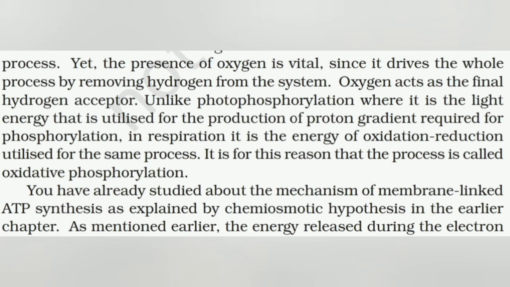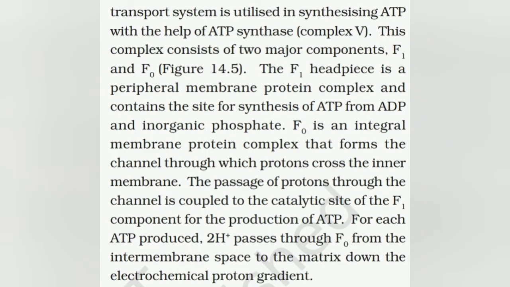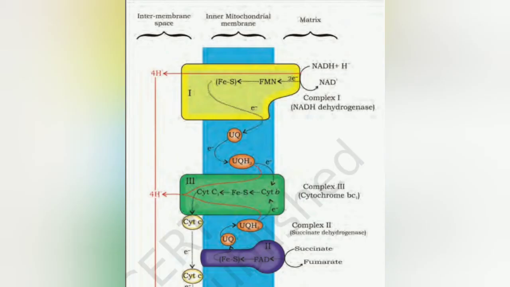As mentioned earlier, the energy released during the electron transport system is utilized in synthesizing ATP with the help of ATP synthase, complex 5. Let us have a look at the ETS. From complex 1, NADH dehydrogenase, NADH is oxidized to NAD. The electrons are transferred to FMN, Fe-S and then to ubiquinone to reduce it to ubiquinol.